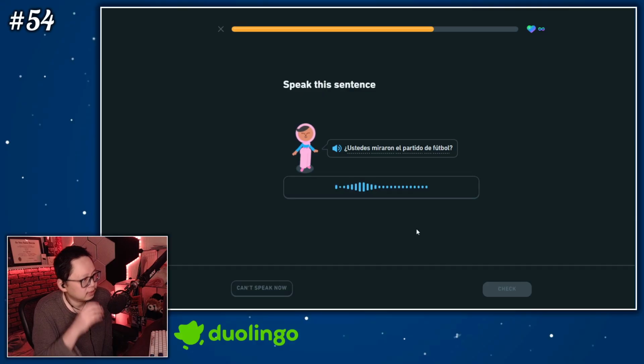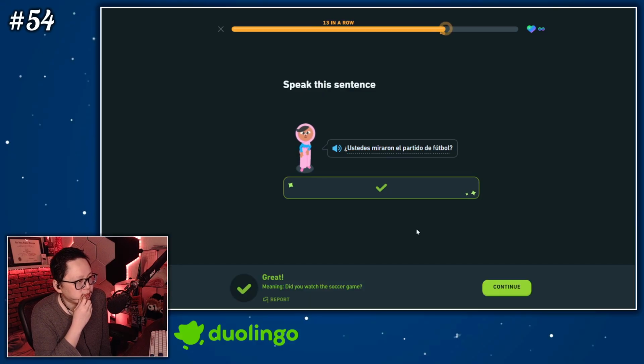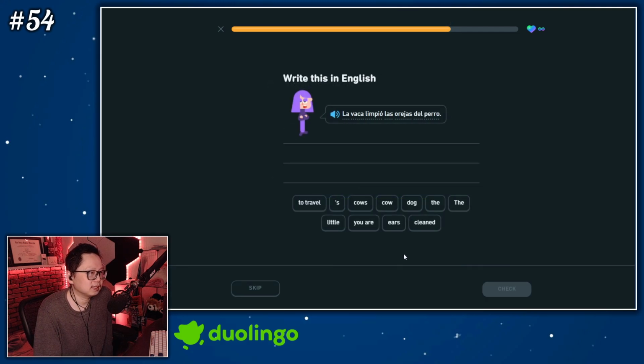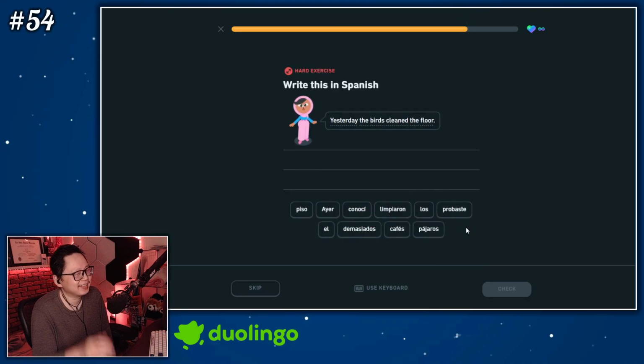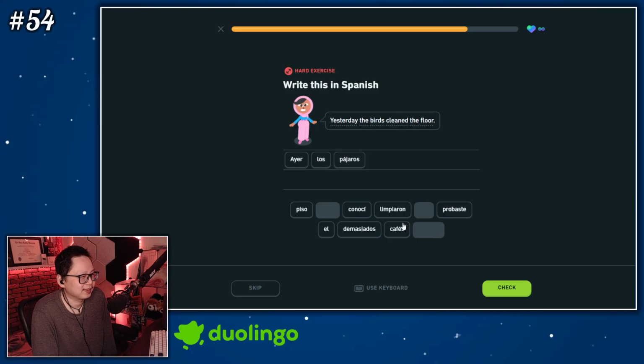¿Ustedes miraron el partido de fútbol? La vaca limpió las orejas del perro. La vaca limpió. Now oh my gosh. This unit is kind of nonsense. La vaca limpió las orejas del perro. The cow cleaned the dog's ears. I think this unit is a little unhinged. Ayer los pájaros limpiaron el piso.